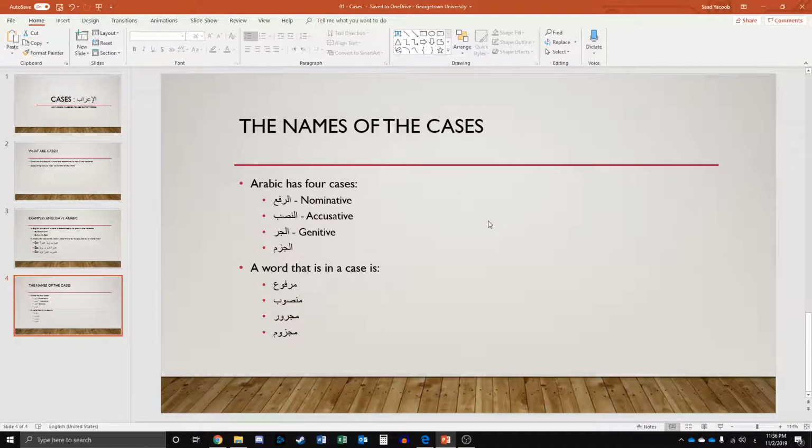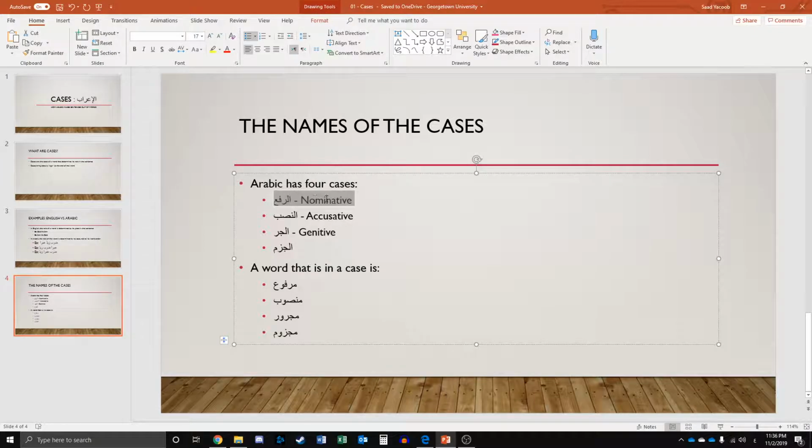There are 4 cases in Arabic. We have al-rafa', al-nasb, al-jar, al-jazm. Okay, al-rafa', al-nasb, al-jar, al-jazm. These are the 4 cases.